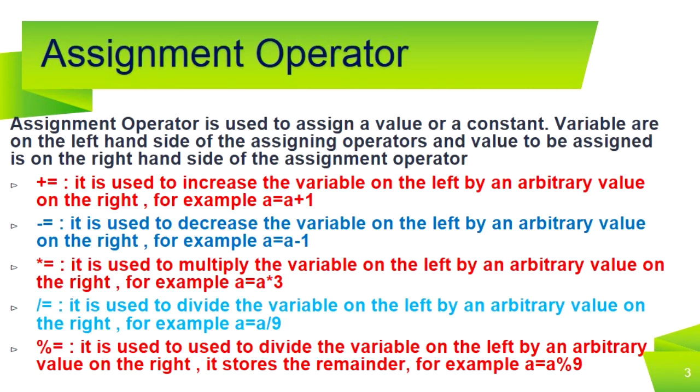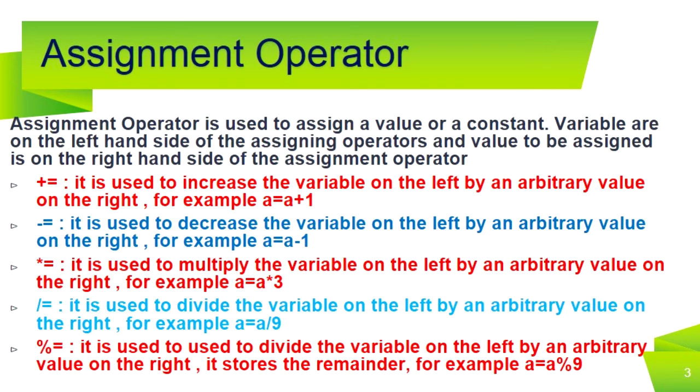It is used to increase the variable on the left by an arbitrary value on the right. For example, a is equal to a plus 1. Next, minus is equal to. It is used to decrease the variable on the left by an arbitrary value on the right. For example, a is equal to a minus 1. Third one is star is equal to. It is used to multiply the variable on the left by an arbitrary value on the right. For example, a is equal to a into 3.